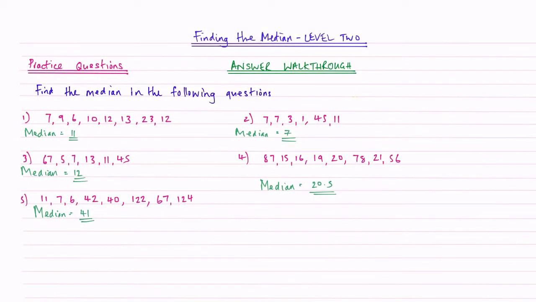This is the answer walkthrough for finding the median level 2. So the answer for the first one is 11. Answer to the second one, the median was 7. Answer to the third one, the median was 12. Answer to the fourth one, the median was 20.5. And the answer to the fifth one was 41.